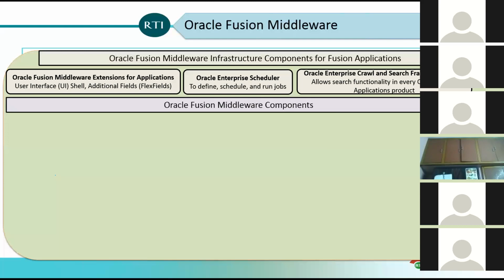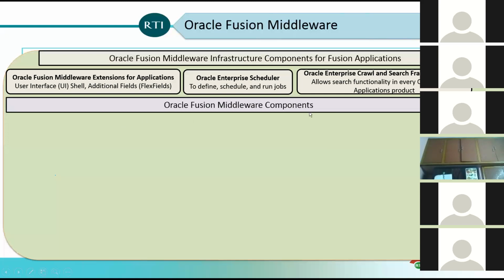But what Oracle has simplified here is that they have given an Enterprise Crawl and Search Framework, a screen where you can search. You can go there and type create job, and automatically that specific screen name will pop up. If you click on the screen name, you will go directly to that screen, which is enabled through this Oracle Enterprise Crawl and Search Framework, ECSF, a very powerful tool. Until you use it, you will not understand why it is important. So these are all the Oracle Fusion middleware infrastructure components for Fusion applications.